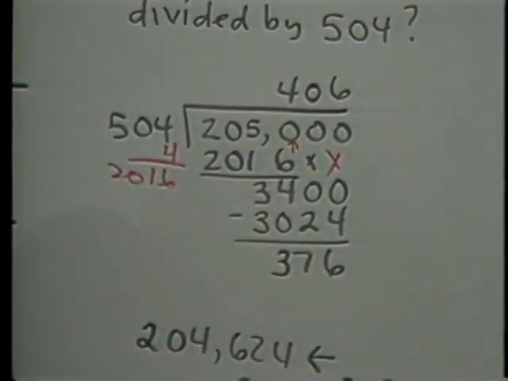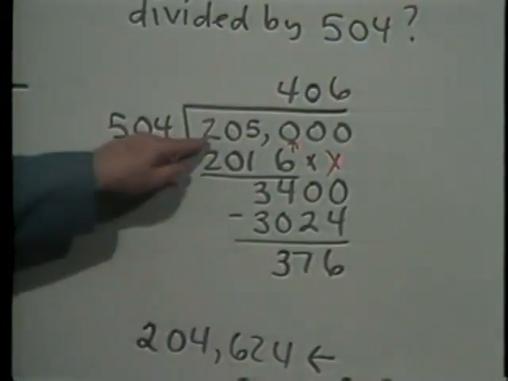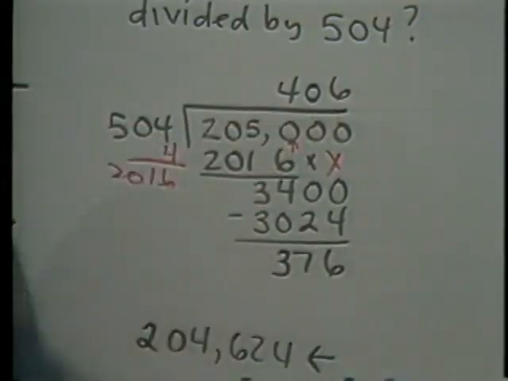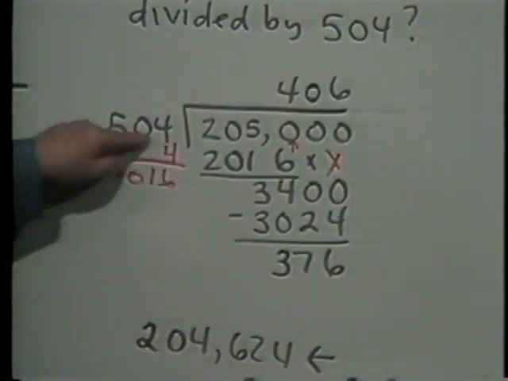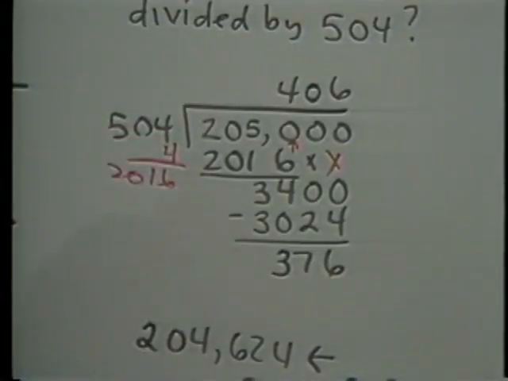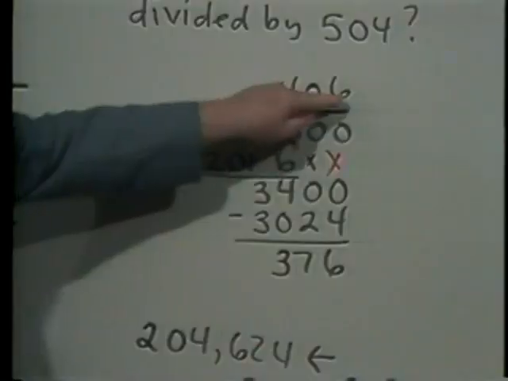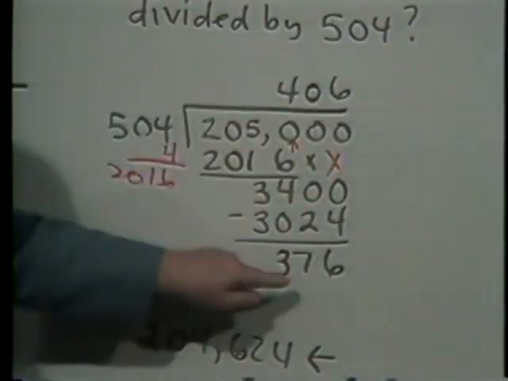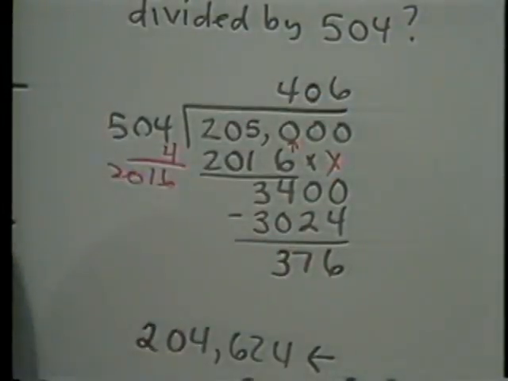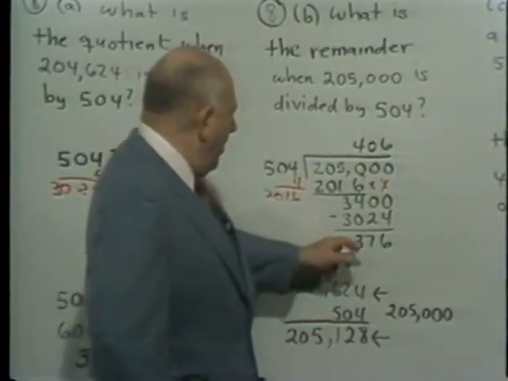And by the way, what that means in terms of a practical problem is if you had 205,000 books to pack, and you could put 504 into a carton, when you get all through counting them, putting them into cartons, you would have 406 complete cartons and 376 of the 504 you would need to fill the next carton. See, that's called the remainder.